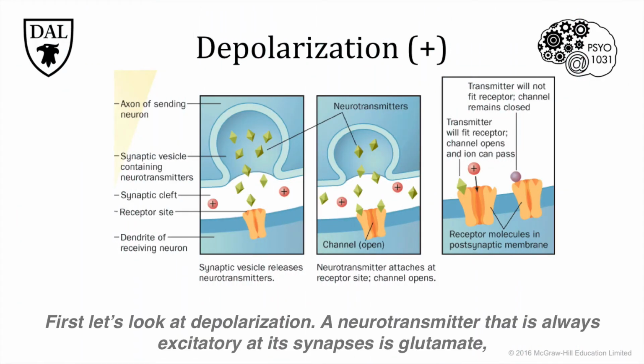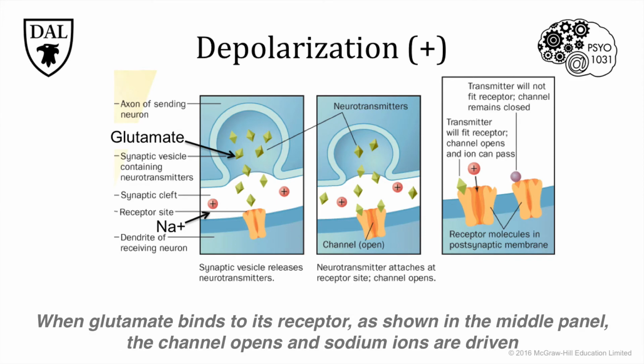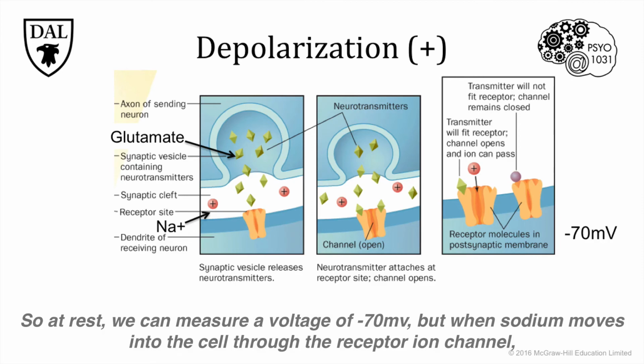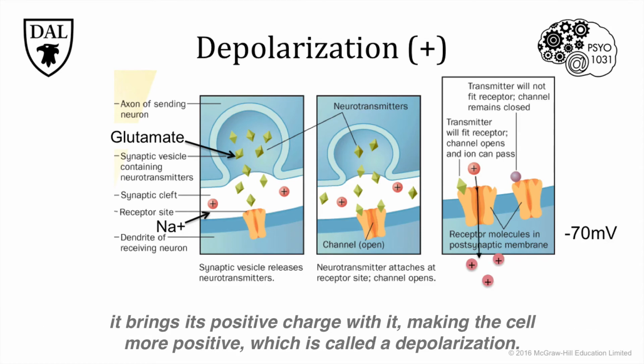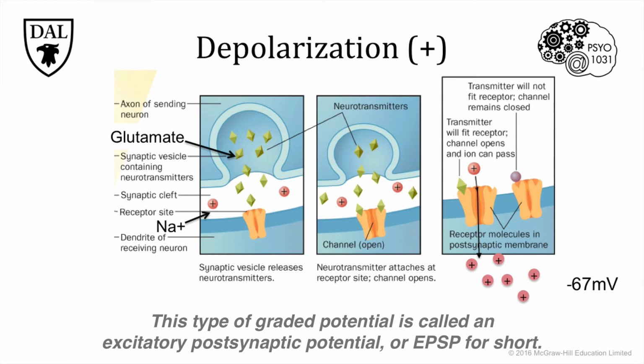A neurotransmitter that is always excitatory at its synapses is glutamate. So we can pretend that the green diamonds are glutamate molecules and the pink circles in the synapse are sodium ions. When the glutamate binds to its receptor, as shown in the middle panel, the channel opens and the sodium ions are driven by the electrochemical gradient. That's the difference in concentration of sodium and the difference in charge on each side of the membrane. So at rest, we can measure a voltage of -70 millivolts, but when sodium moves into the cell through the receptor ion channel, it brings with it its positive charge, making the cell more positive, which is called a depolarization. If the channel remains open for longer, more sodium will flow in, making the cell even more positive. This type of graded potential is called an excitatory postsynaptic potential, or EPSP for short.